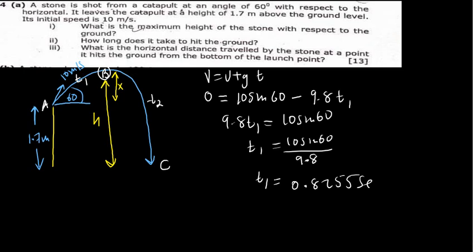So we don't know the final velocity with which the stone is going to hit the ground. So we can't use an equation that has final velocity. So the equation that I'm going to use for this second part is h is equal to ut plus half gt squared. The reason for using this equation is because I know the initial velocity at this maximum point. So at this maximum point, the initial velocity is going to be 0.